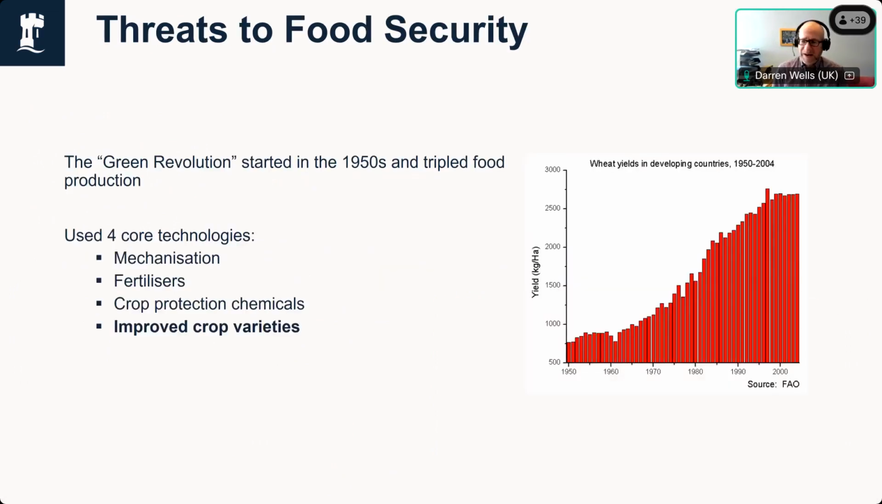That's difficult anyway, but it's harder in our particular next 10, 15 years, because there are a lot of threats to global food security. And if we look back at where we are now, the ability to feed the population we have came from the Green Revolution. In the late 50s and early 60s, we managed to triple food production in that period up to the 1990s, based on 4 main core technologies: an increase in mechanization, the widespread use of chemical fertilizers, new classes of crop protection chemicals, and, from a plant biologist's point of view, improved crop varieties.